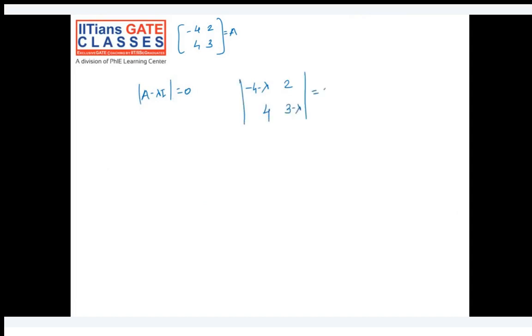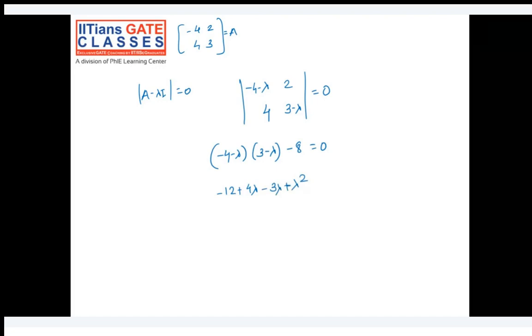Let's see how it will look. (Minus 4 minus lambda)(3 minus lambda) minus 8 equal to 0. If you further solve it, what will happen? Minus 12 plus 4 lambda, minus 3 lambda, plus lambda square, minus 8 equal to 0. So in short, lambda square plus lambda minus 4 equal to 0. Let me check if it's correct. Minus 12 plus 4 lambda, minus 3 lambda, plus lambda square, minus 8, which is minus 20. Yes, minus 20, right? Equal to 0.